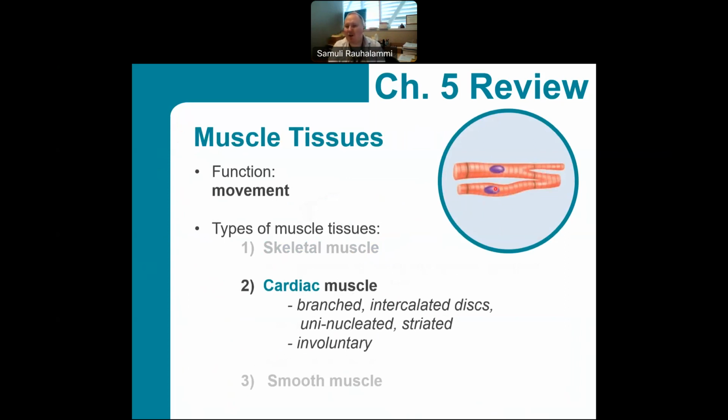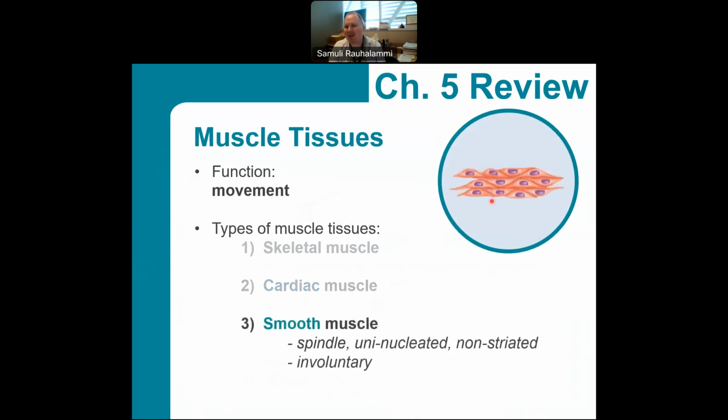They tend to have one nucleus, so they're uninucleated, and they have these stripes. They are striated. Cardiac muscle cells are involuntary. You do not need to think, I'm going to have a heartbeat now. It happens automatically. And finally, let's have a look at our smooth muscle.